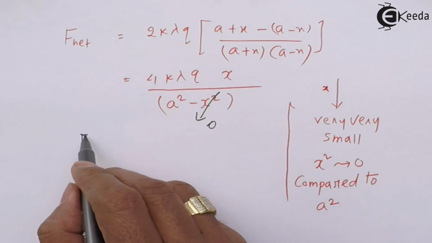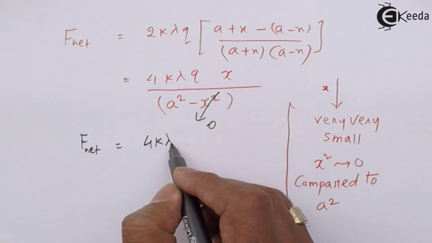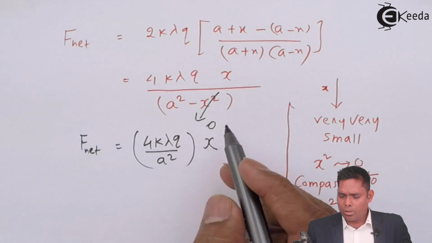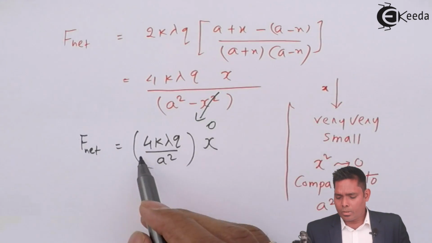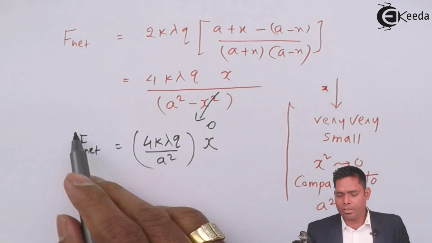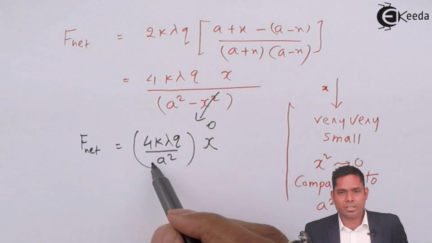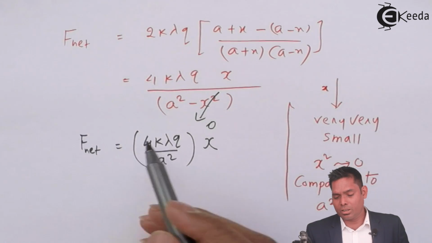Then this net force is 4kλq by a square into x. Toward this side it is negative; you can put negative or positive, that is not important. Obviously in vector form it will be negative, in scalar form it is positive. Anyway, I am writing in scalar form. If you write in vector form, then toward this side it is negative, so put this negative, no problem with that.